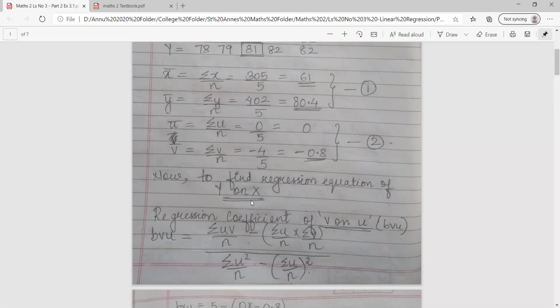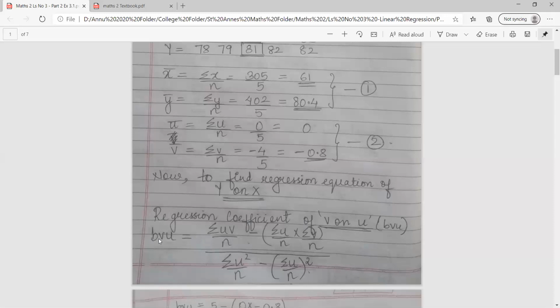So always keep in mind that regression equations are never expressed in the form of u and v. We only take u and v to find out the regression coefficients. Once you get the regression coefficient, again you have to forget u and v and come back to x and y. In order to solve the sum easily, we are replacing x and y by u and v. Okay. So we'll be finding the regression coefficient byx, which is equivalent to bvu. The formula being the same, only remember x ke jagah pe u, y ke jagah pe v.